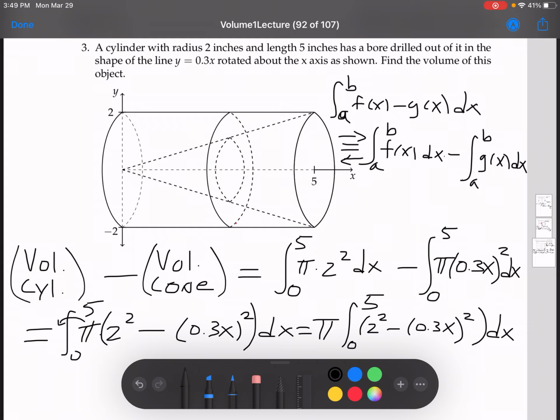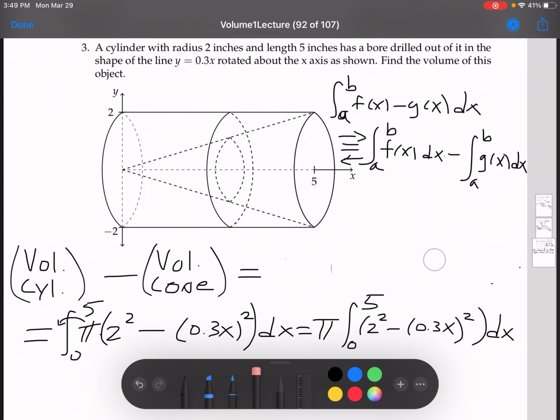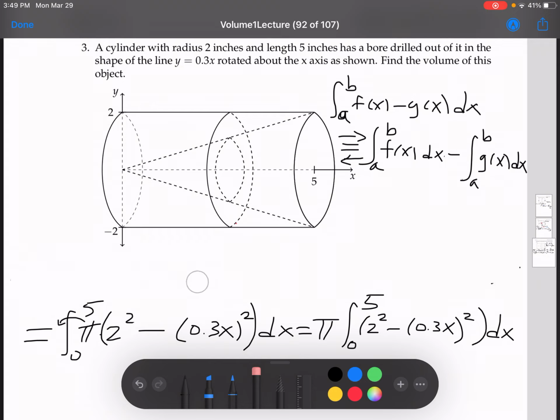All right, so that's really the second way of doing this. The second way of doing this is just to realize that the volume of this new shape, and this is the shape that's formed by rotating the area between y equals 2 and y equals 0.3x around the x-axis.